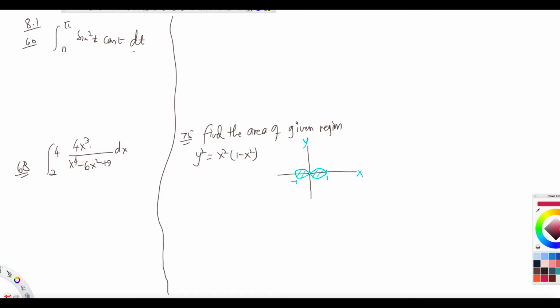Alright, let us do a couple more problems from the book. We are still on section 8.1. The first one is the integral from 0 to pi of sine squared t cosine t dt. So it is a definite integral because it has limits of integration, right?